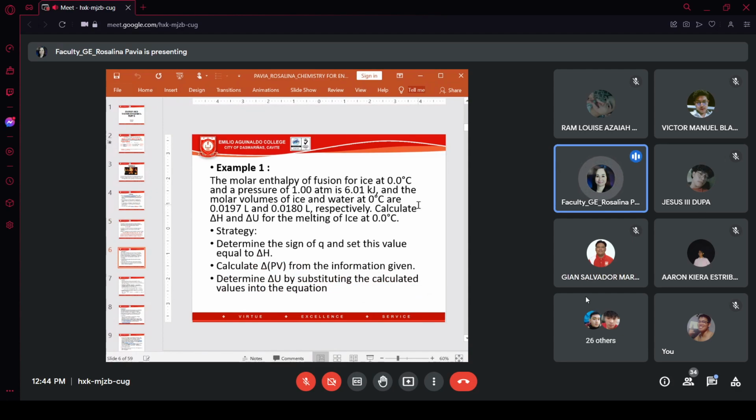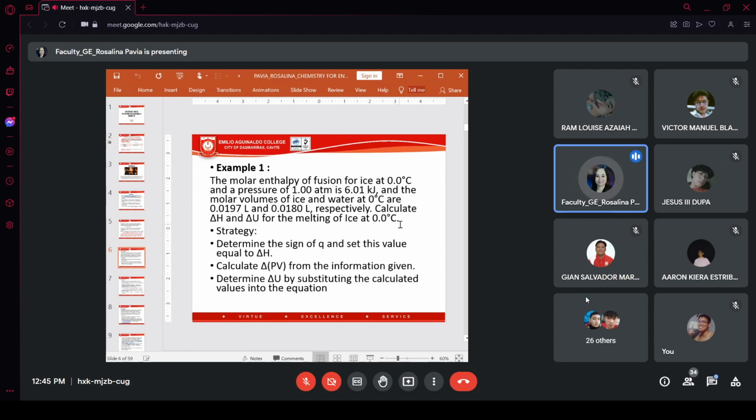So may example na tayo dito. The molar enthalpy of fusion for ice at 0 degrees Celsius and a pressure of 1 atmosphere is 6.01 kilojoule. And the molar volumes of ice and water at 0 degrees Celsius are 0.0197 liters and 0.018 liters respectively. Calculate delta H and delta U for the melting of ice at 0 degrees Celsius.